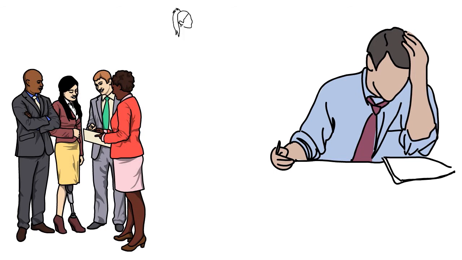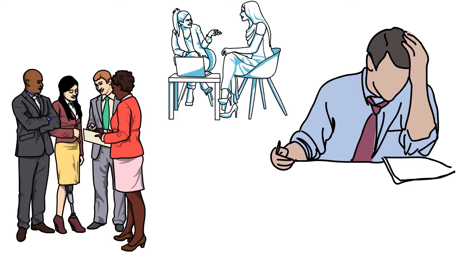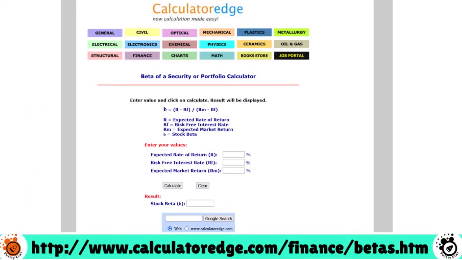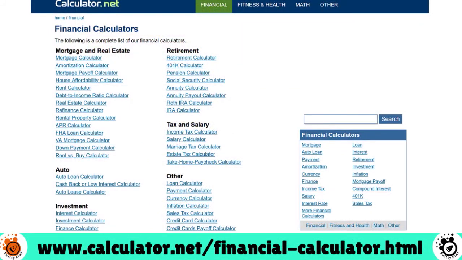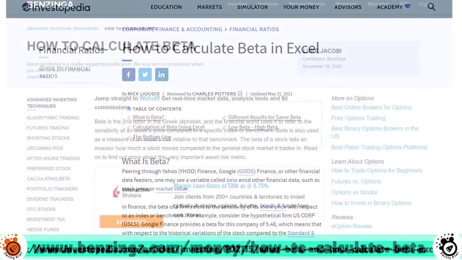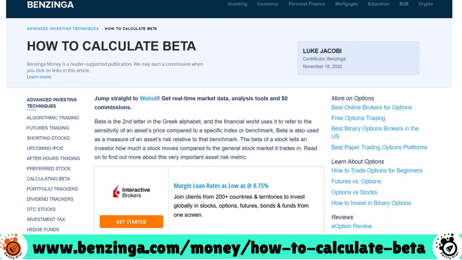So you can actually ask your crowdfunded real estate platform for the beta. You can use free investment software. You can use a free investment ROI calculator. For example, we have Calculator Edge. We also have calculator.net. Another way to find the beta number is to use free Excel templates, or you can do it yourself. So we're showing you right now, there are 2 great articles about beta calculation. The first one is on Investopedia, and the second one is on Benzinga. So those are great platforms here.